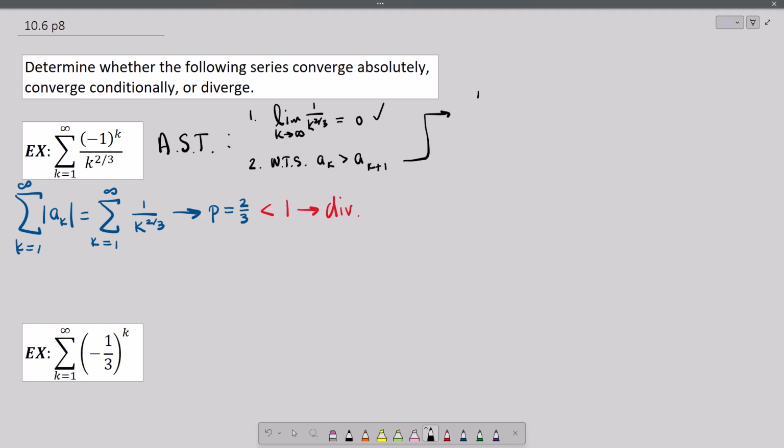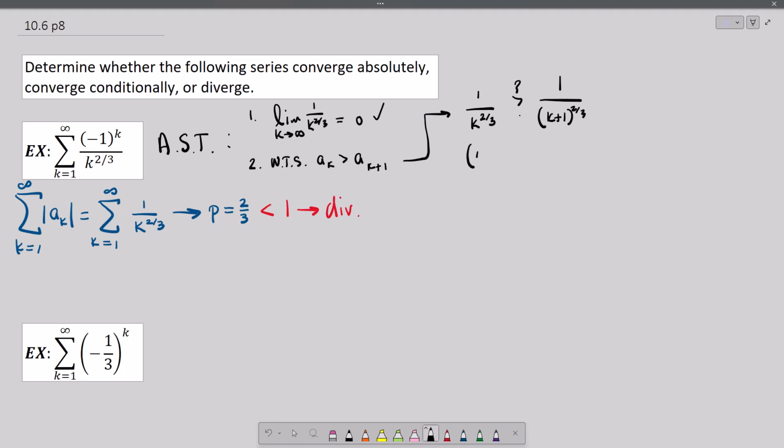So a sub k is going to be 1 over k to the 2/3, and we want to test this. Intuitively, we know this is going to be true because there's nothing in the numerator. If the denominator gets bigger, the fractions get smaller. We know it's going to be true, but we have to do the math.